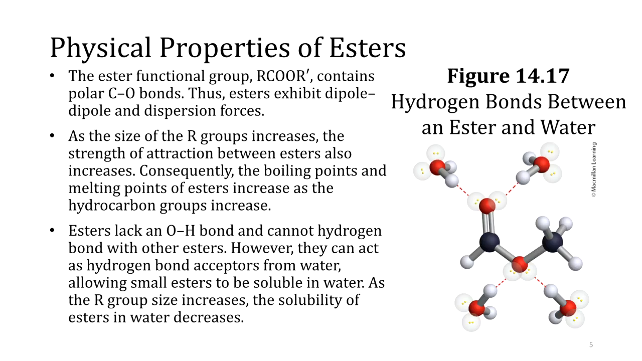As a general rule, though, the boiling points and the melting points of esters are much larger than the corresponding alkanes, as you would expect. Now, esters lack an OH bond, so they can't act as hydrogen bond donors, but they can act as hydrogen bond acceptors through both the carbonyl oxygen or the in-chain oxygen atom.